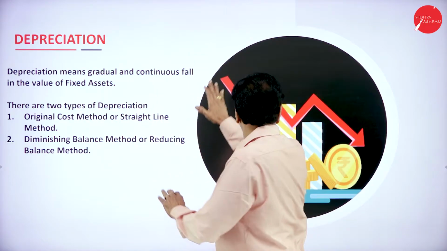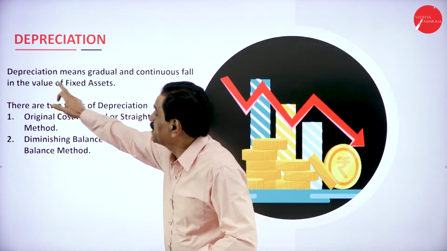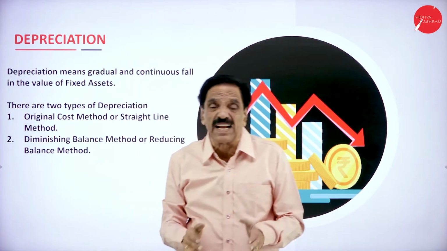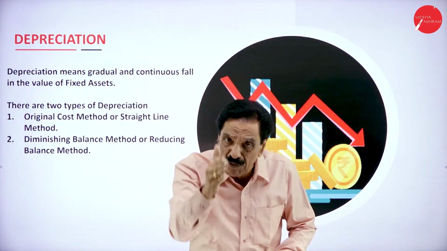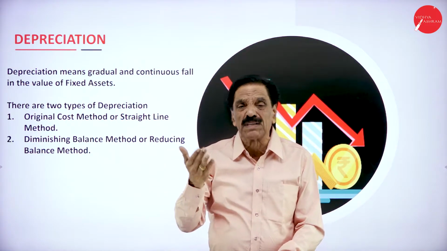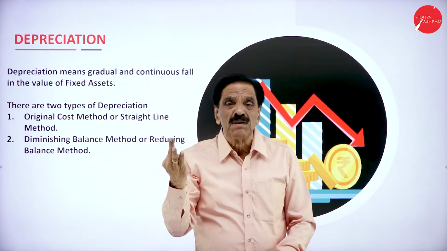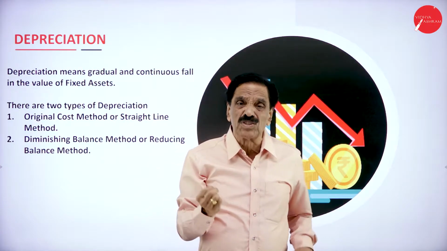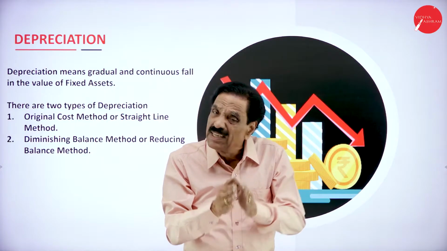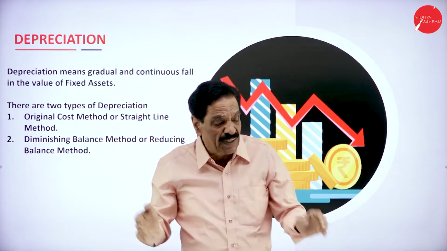Depreciate, you see that it has come down. Depreciation means gradual and continuous fall in the value of the fixed asset. If the asset value has come down, it is called depreciation. Fixed assets are commonly land, building, machinery, furniture, motor car. If the value comes down, that fall we call depreciation. It may be in percentage or difference in value.